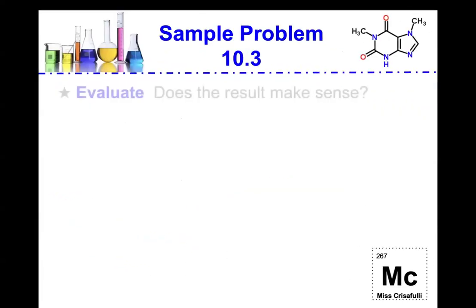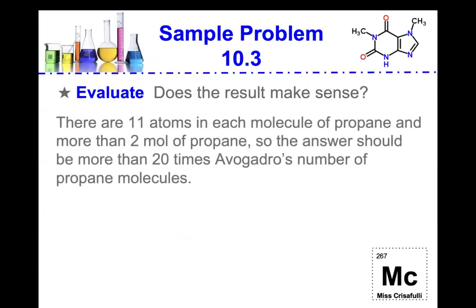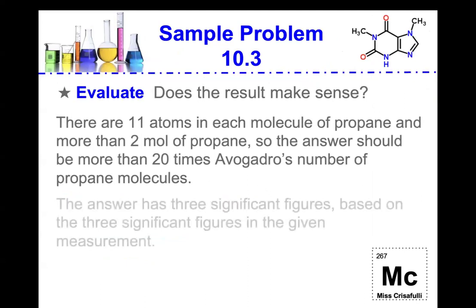Does the result make sense? So there's 11 atoms in each molecule of propane and more than 2 moles of propane. So the answer should be more than 20 times Avogadro's number of the propane molecules. And the answer has 3 significant figures based on the 3 significant figures in the given measurement.